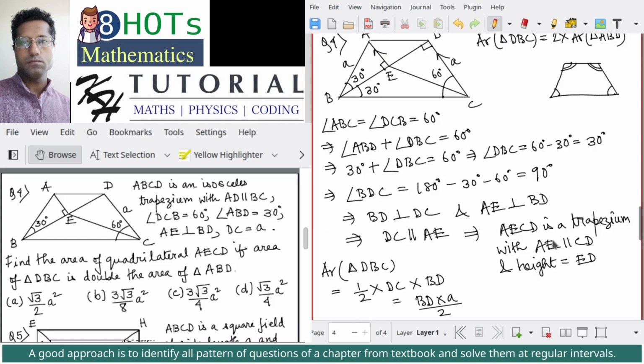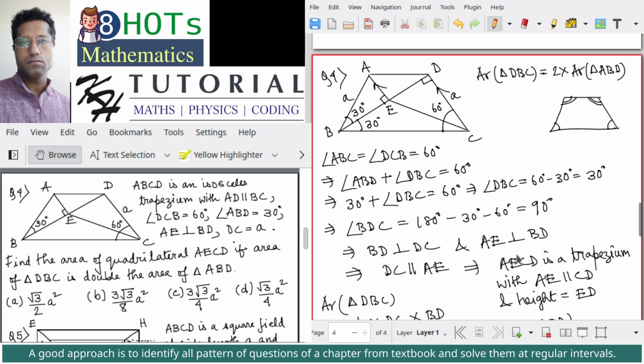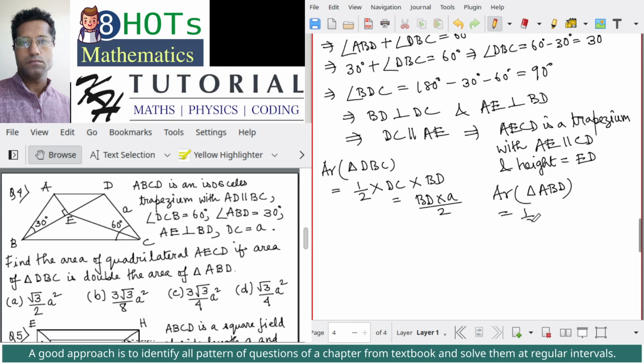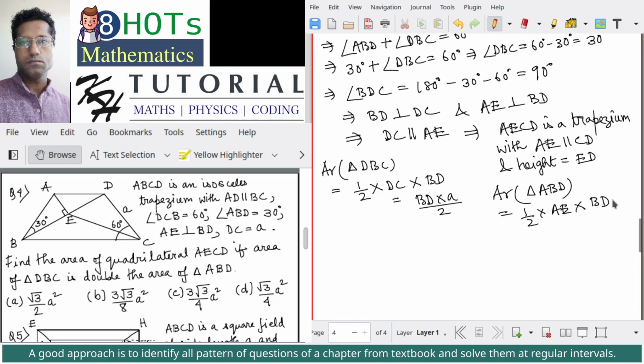Okay. And we have to utilize the fact that the area of triangle DBC is double the area of triangle ABD. Now let's find the area of triangle ABD. ABD will be equal to half into AE into BD, using BD as base and AE as the height.